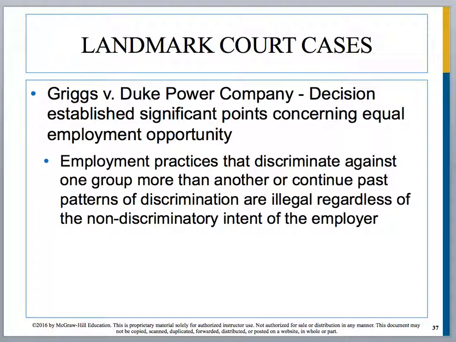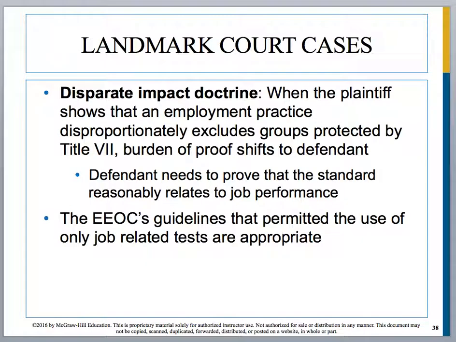So the consequence was that it's not simply the intent or motivation of the employer that's part of this. It's looking at if there's any patterns of or continued past practices of discrimination, that all of those are considered illegal, regardless of the non-discriminatory intent of the employer. And the disparate impact doctrine provided that when a plaintiff, the person who is suing, shows that an employment practice disproportionately excludes groups protected by Title VII, that the burden of proof shifts to the defendant who is being sued to prove that the standard reasonably relates to job performance. So that the standard that you're setting in order to get the job actually has something to do with how you perform the job itself.